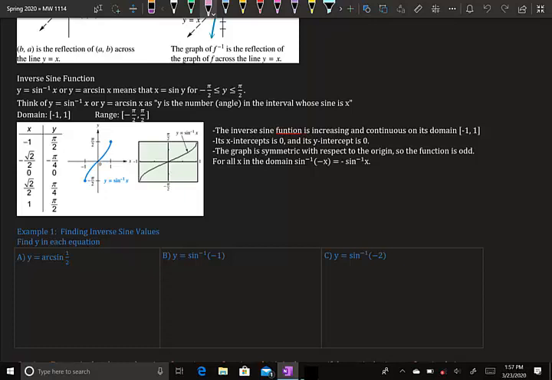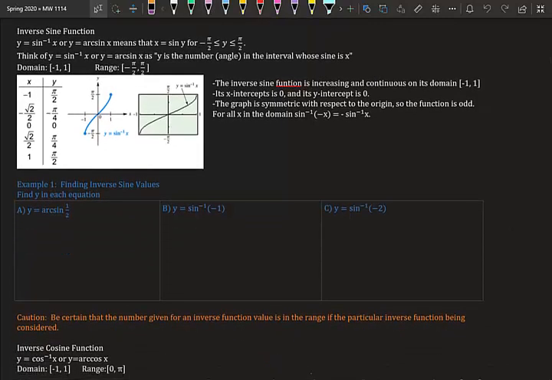So you want to think of arc sine as y is the number or angle in the interval whose sine is x. And remember that this is what a normal sine function looks like. So the inverse sine function is increasing on its domain -1 to 1. Its x-intercept is 0. Same with the y-intercept. It's odd. And for all x in the inverse, you have negative the function.